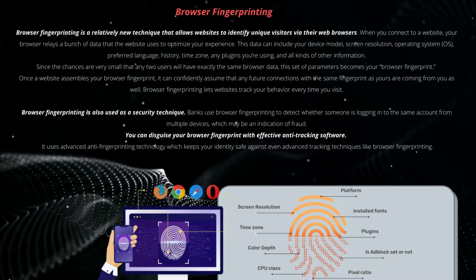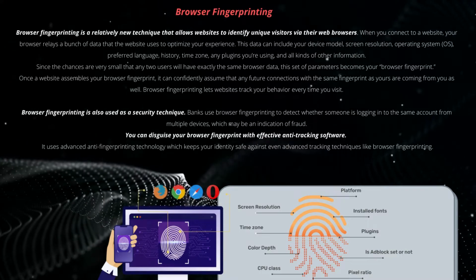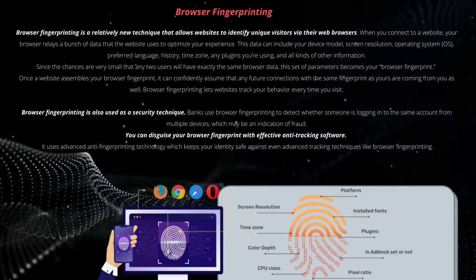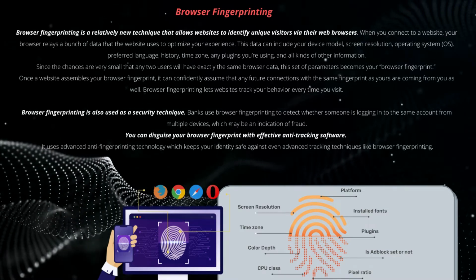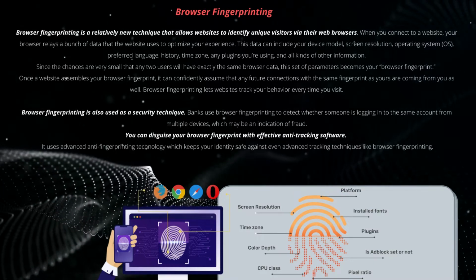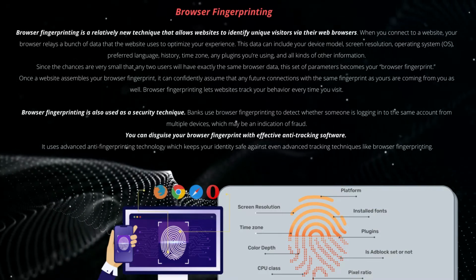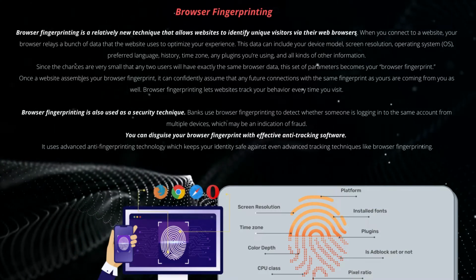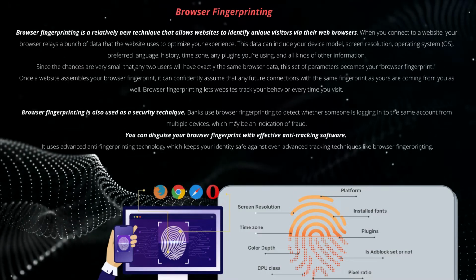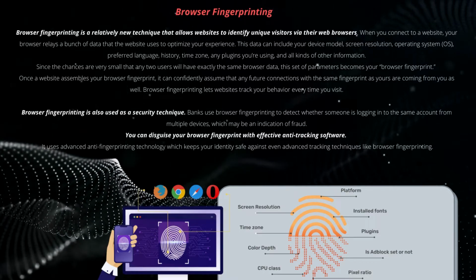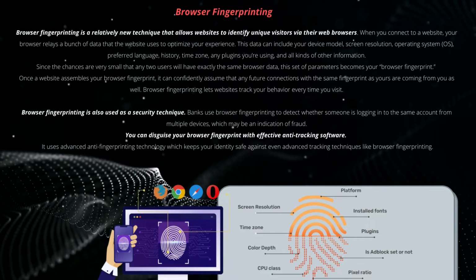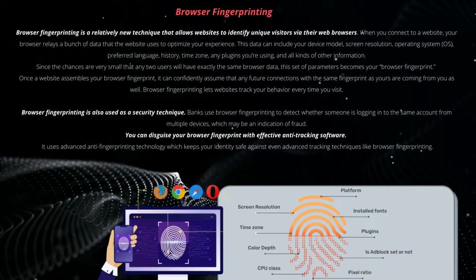Browser fingerprinting is also a security technique. Banks use browser fingerprinting to detect whether someone is logging into the same account from multiple devices, which may be an indication of fraud. You can also disguise your browser fingerprint with effective anti-tracking software. Such software is called an anti-detect browser. It can basically block all forms of trackers on every site you visit. It uses advanced anti-fingerprinting technology, which keeps your identity safe against even advanced tracking techniques like browser fingerprinting.